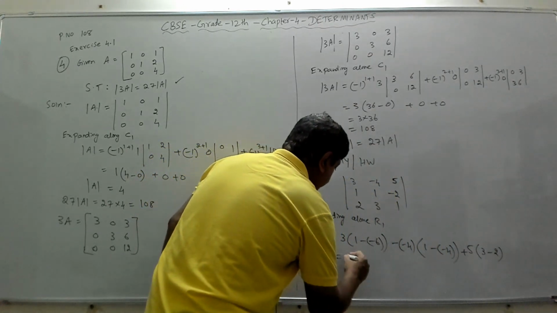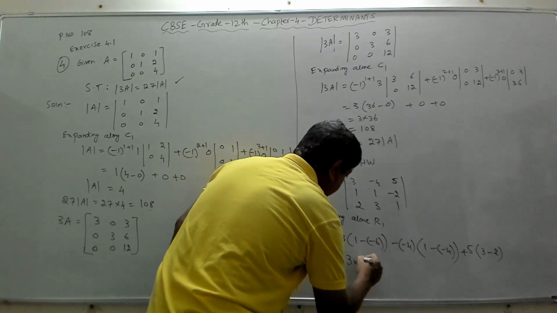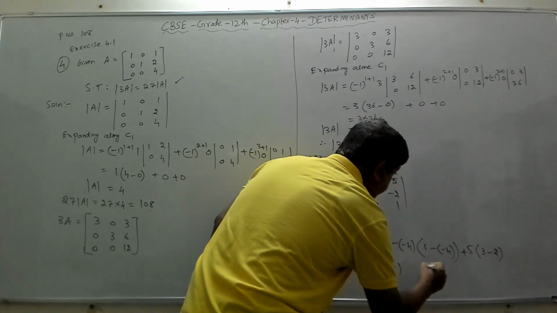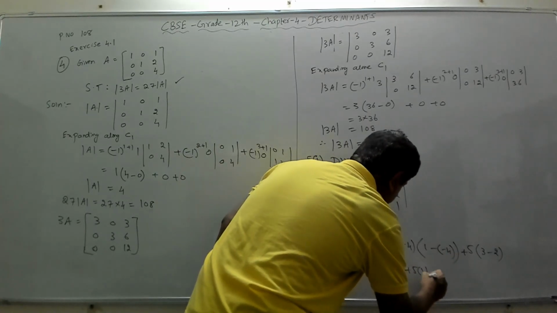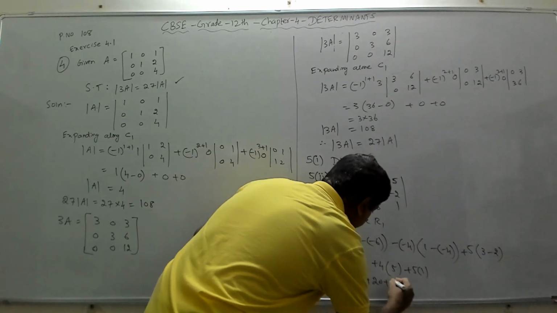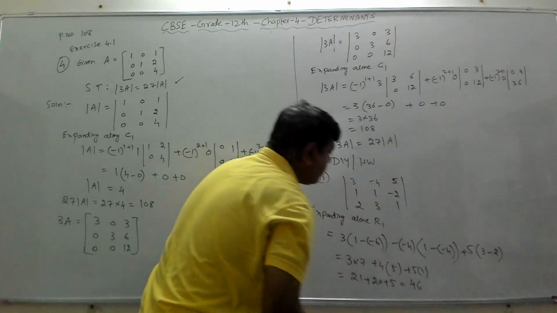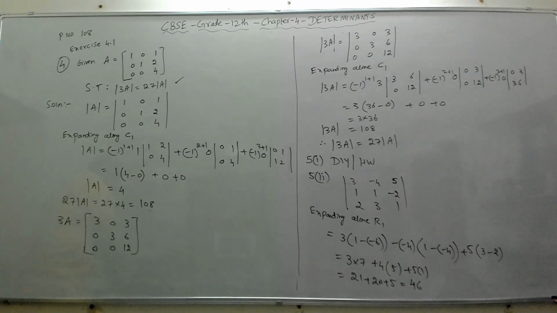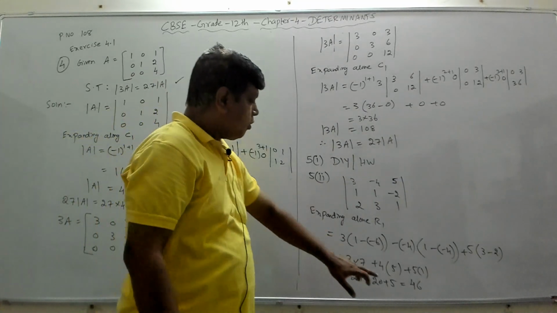So it will become 3 into 1 plus 6 is 7, plus 4 into 1 plus 4 is 5, plus 5 into 1. So you finally get 21 plus 20 plus 5. Your answer is 46. So that is the value of the determinant that is given. So the value of this determinant is 46.